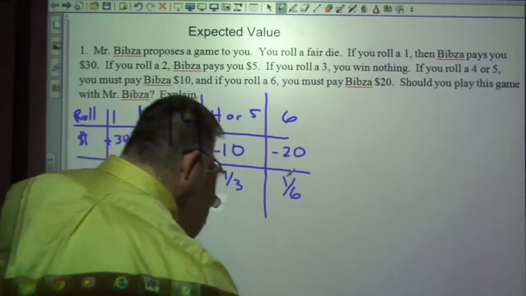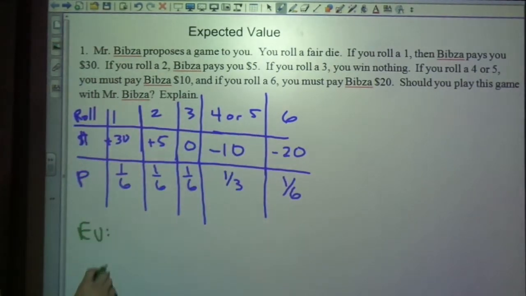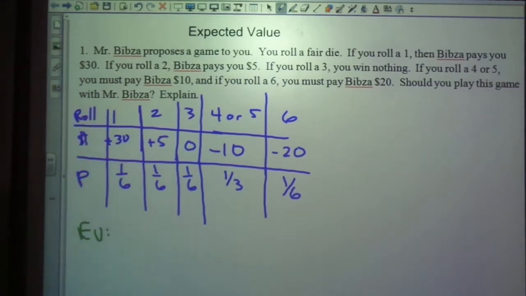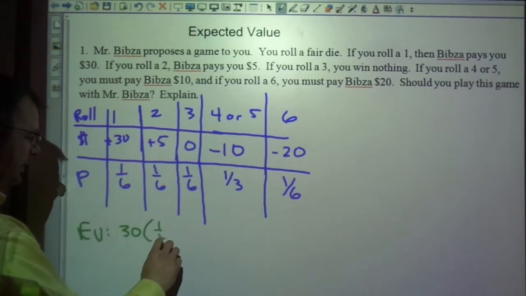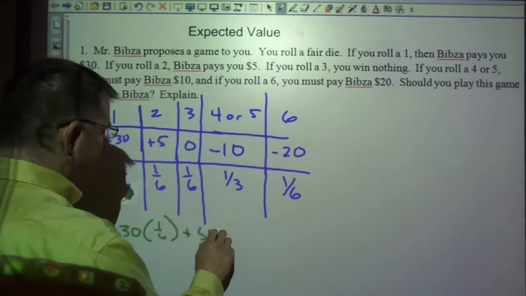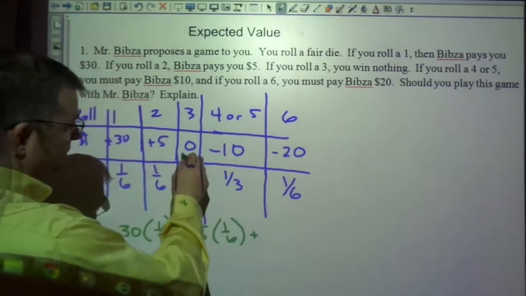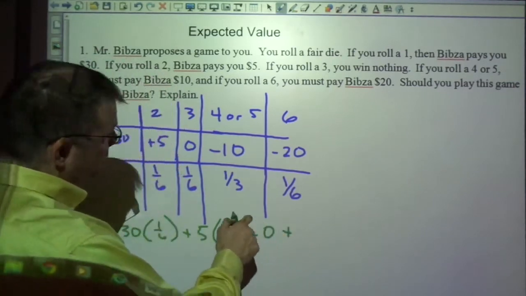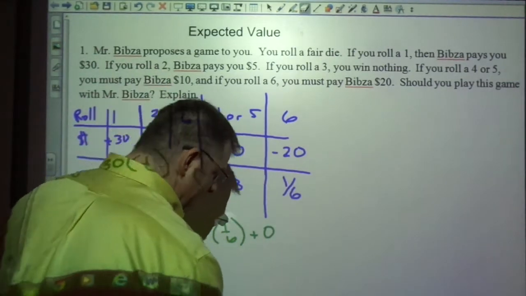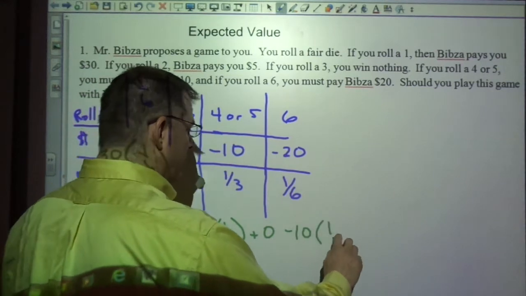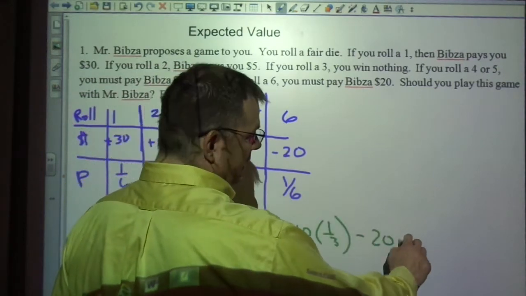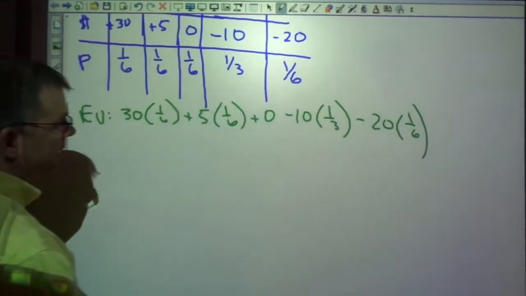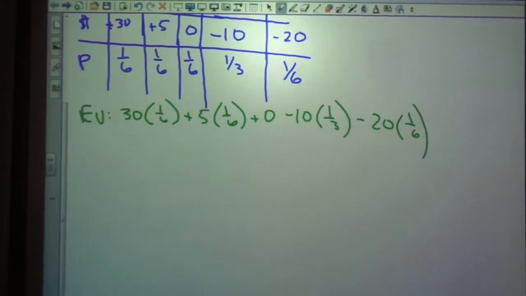Now to find expected value, all you do is you multiply each winnings or losings by its probability. So we're going to take 30 times 1/6 plus 5 times 1/6 plus 0 times 1/6. I don't really even have to write that because this is 0. Plus, not plus, minus 10 times 1/3 minus 20 times 1/6. And let's see what this thing is equal to. Each winnings times the probability that that will happen.